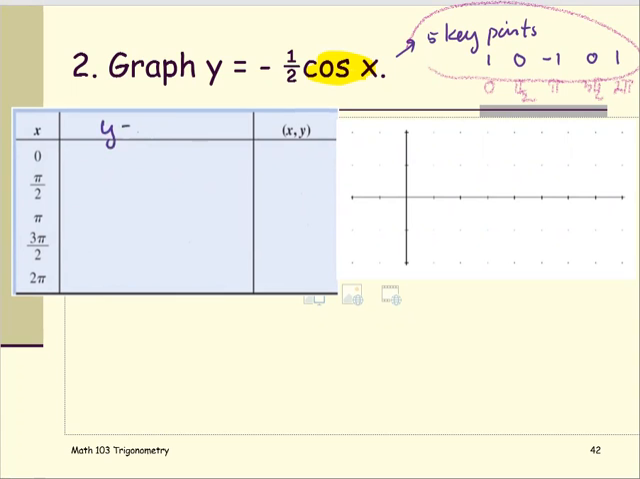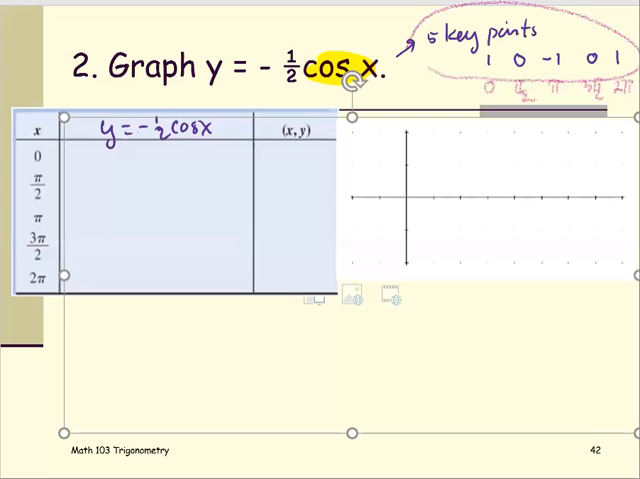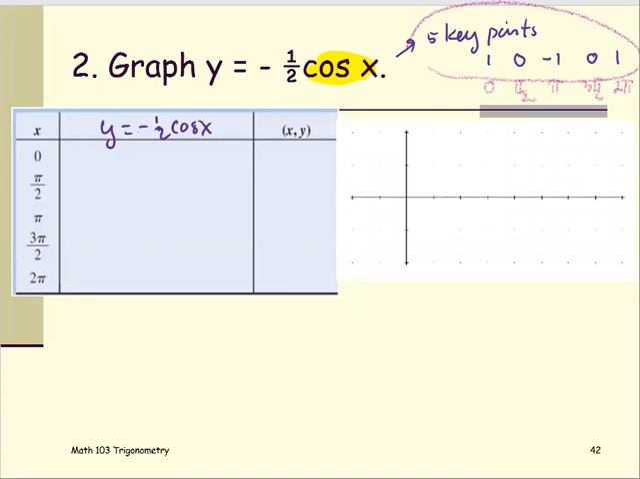The function is y equals negative 1/2 times cosine x. And then after that, we're going to put them together in ordered pair form. So what we have here, to compute the y value, the coefficient negative 1/2 is multiplied by the value of the 5 key points at that angle.